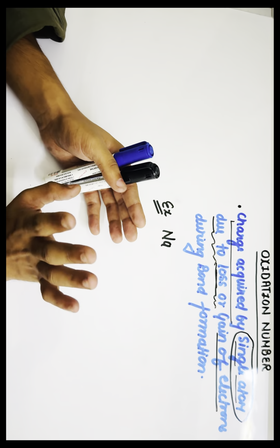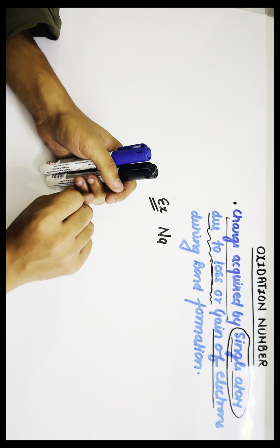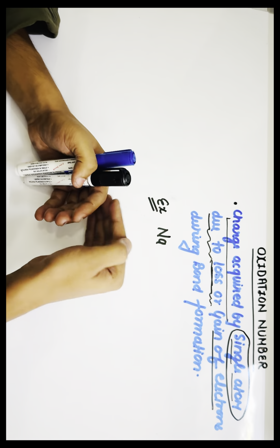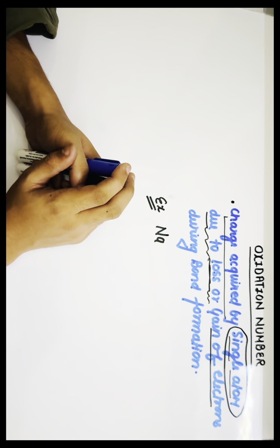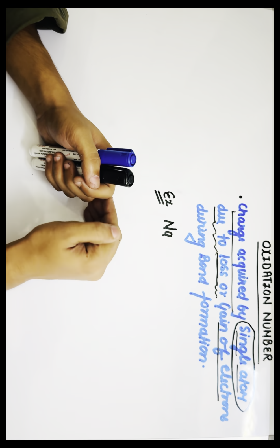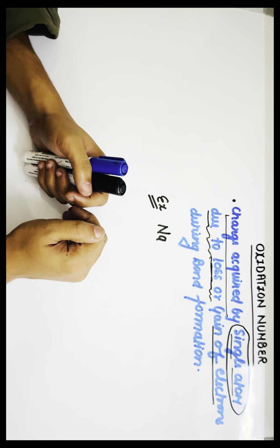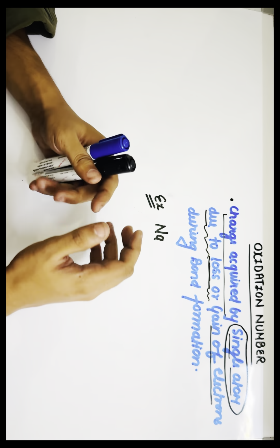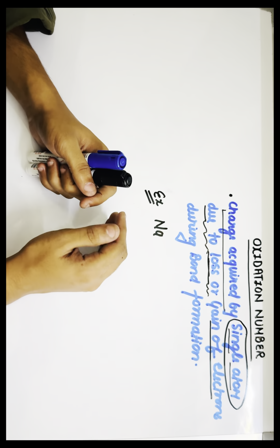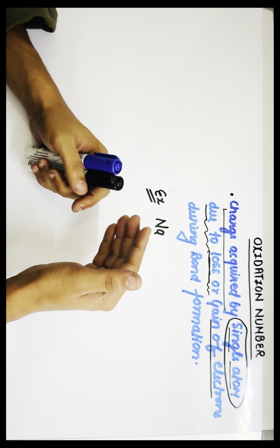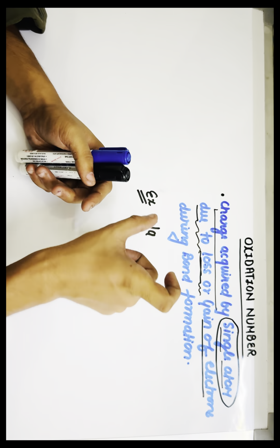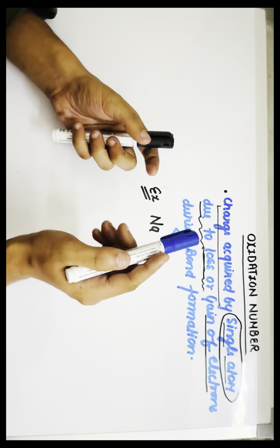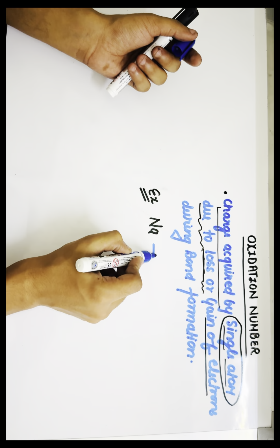This is the first point. Now the second point: when they complete the 8 electrons, there are two cases. To complete the 8 electrons, they either add some electrons or lose or remove some electrons. Due to the addition or removal of electrons, they acquire some charge, and this charge is the oxidation number. Now this is the sodium element, and everyone knows that it has 11 electrons.